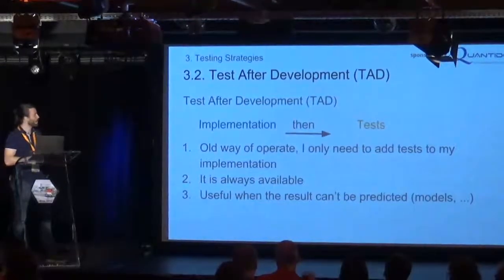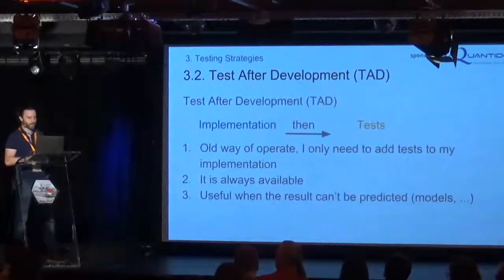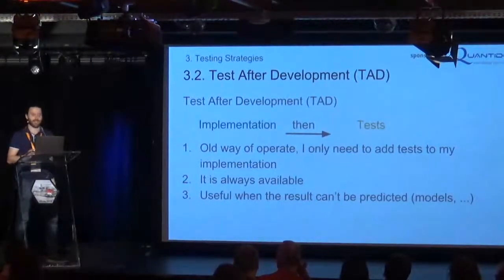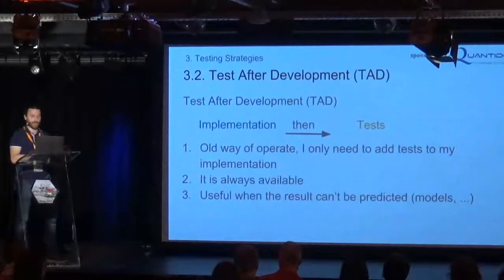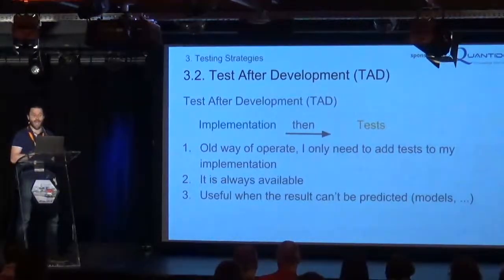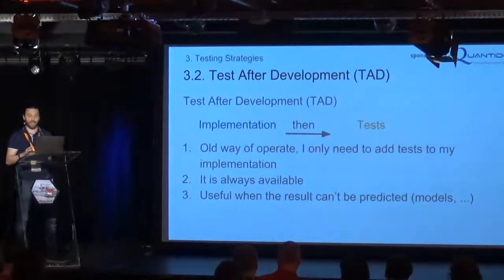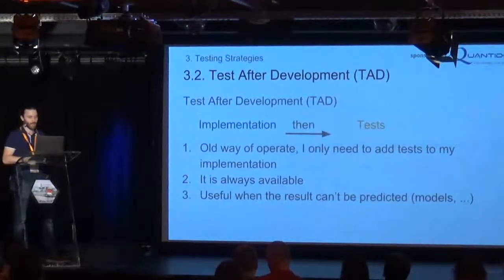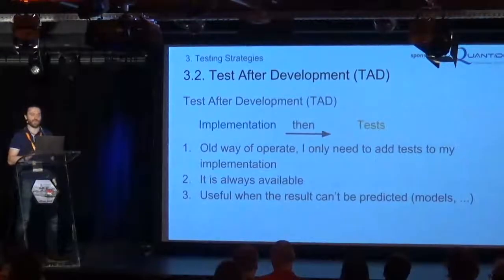Next strategy, test after development. Sometimes we can't predict the result of a function, as it happens in the study of a model, for example. In this case, we can use this different strategy. Under this scenario, I write the implementation as I would usually do in the absence of tests, and only when the code is working, I write tests in order to validate the functionality. As you can understand, this method consists of the old way of operation plus tests.